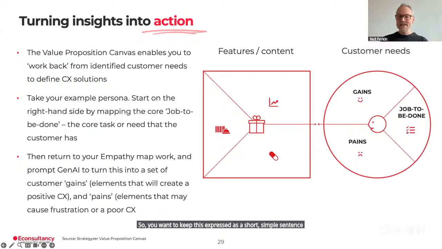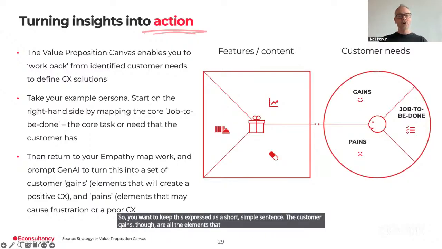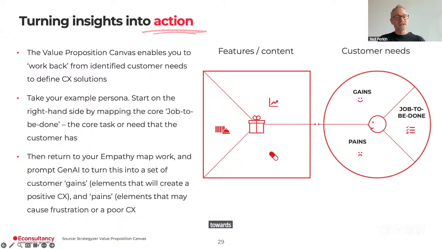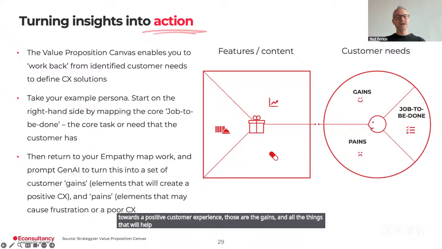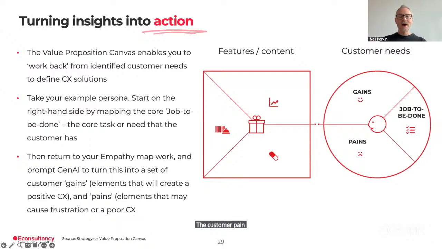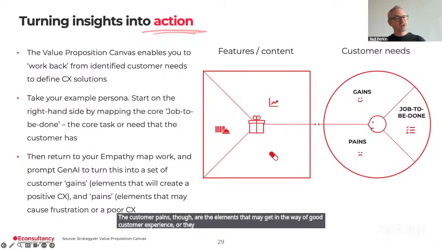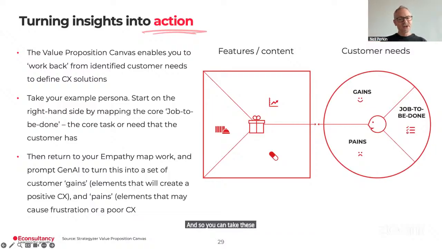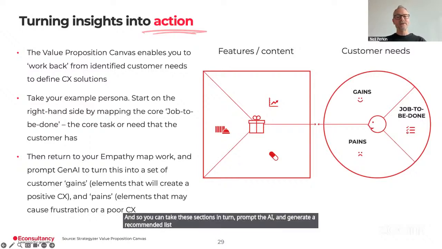The customer gains, though, are all the elements that can help contribute towards a positive customer experience. Those are the gains, and all the things that will help the customer to fulfill their needs well. The customer pains, though, are the elements that may get in the way of a good customer experience, or they may frustrate or lead to a poor resolution. And so you can take these sections in turn, prompt the AI, and generate a recommended list that can help you to map out all of the important customer needs relevant to your scenario.